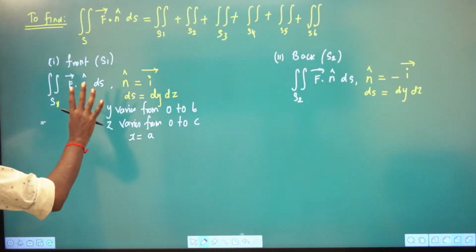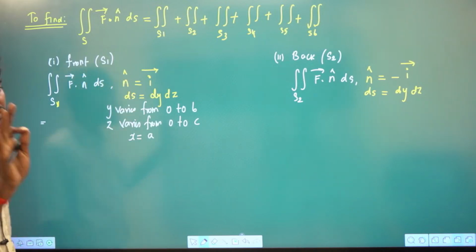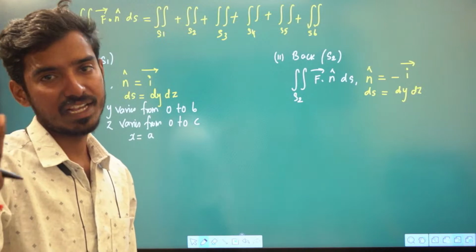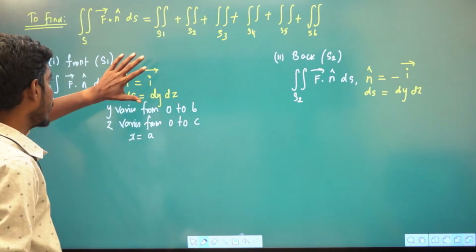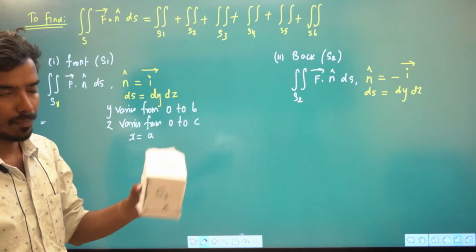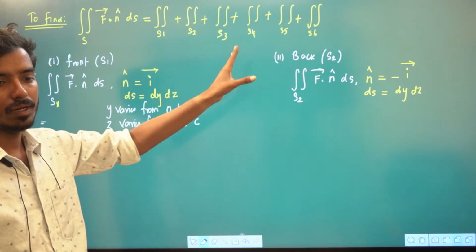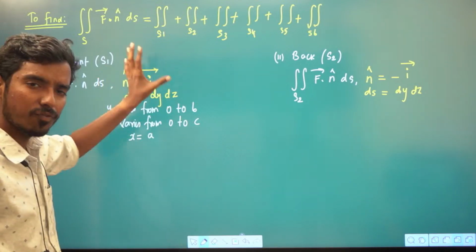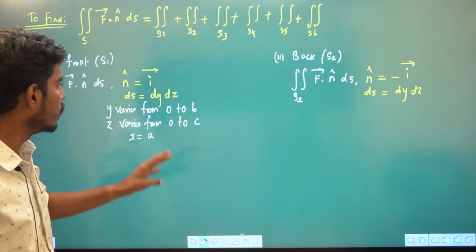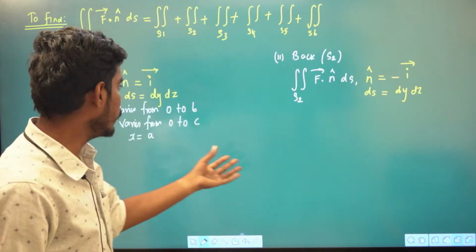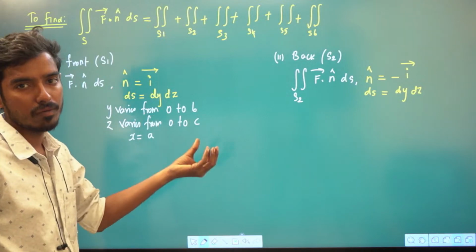So this is a method. For every face, you need to find these three things first: n cap, dS, and the limits of x, y, z. So how to find n cap? n cap is always the i vector for the front side, which I have already explained. And for the back side, n cap will always be minus i. This is fixed for whatever cube they give. This n cap and dS will not vary. Only the limits will vary.